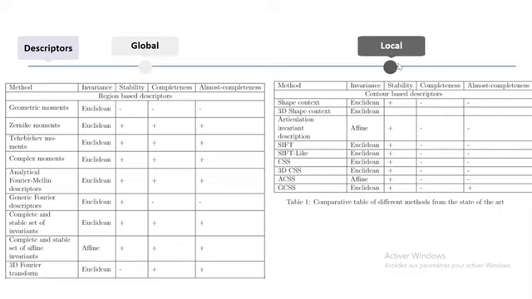And when it comes to local descriptors, which is the main focus of this paper, we can have the shape context, for example, the CIF descriptors and the CSS descriptors. So the paper, from the title, highlights that we are going to focus on the GCSS descriptor, which stands for the Generalized Curvature Scale Space descriptor.